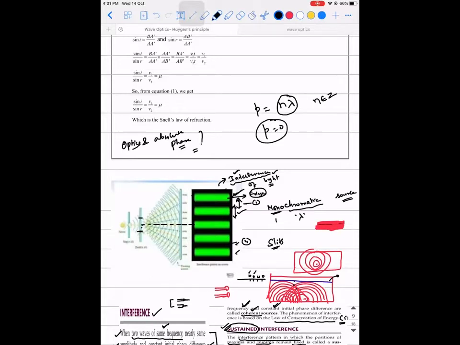Now I'm going to draw two rays. Observe how they are. This is S1O. This is S2O. Now tell me, according to symmetry, if this distance is d by 2, then this direction and this direction will be the same. The lengths S1O and S2O will be the same. So what is the path difference between them?